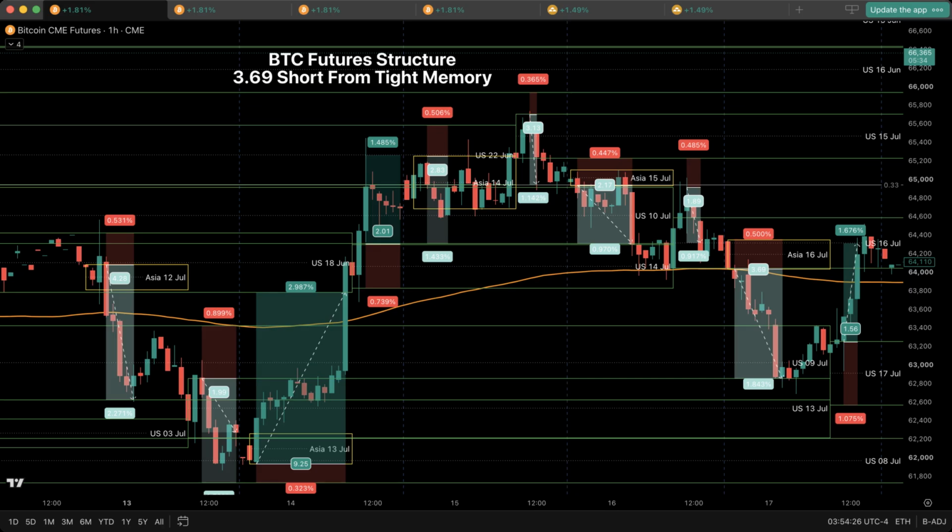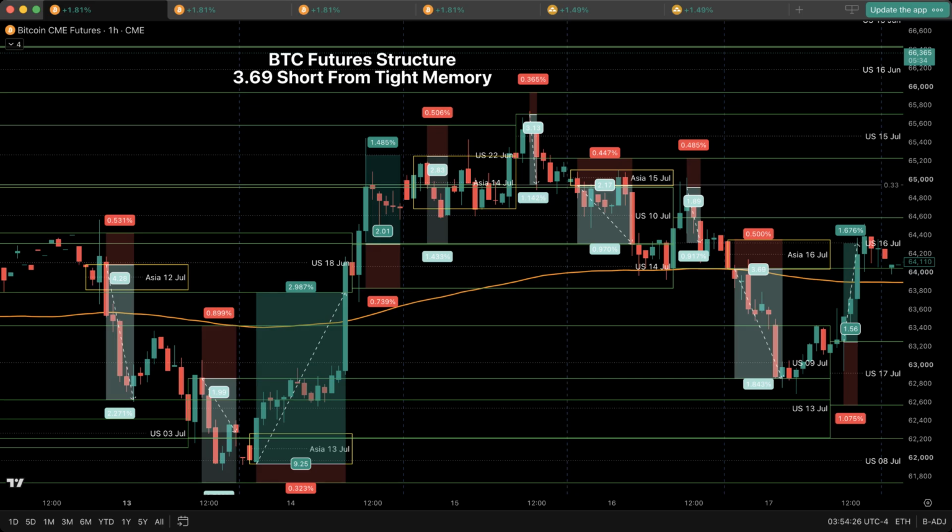But the split does not create the edge. The edge comes from compressed lower memory failing. The edge comes from the stop protecting the Asia box. The edge comes from July 9th and July 13th U.S. memory giving target distance. July 16th Asia gives the first message. The session forms between July 16th U.S. midpoint and lower boundary. The box compresses. Price cannot hold the lower side. It breaks July 9th U.S. upper memory. It moves toward July 13th U.S. upper memory.